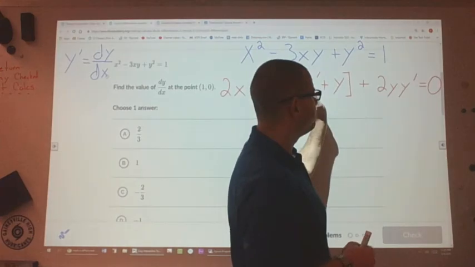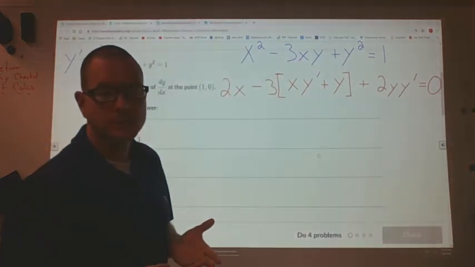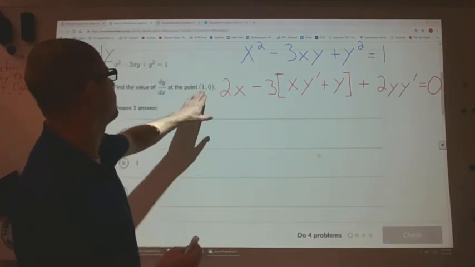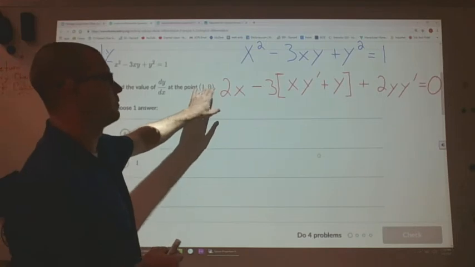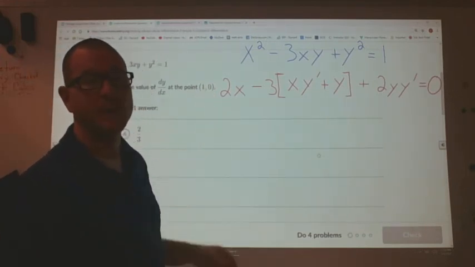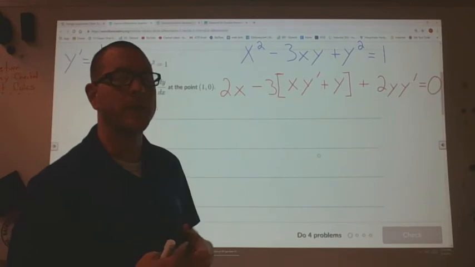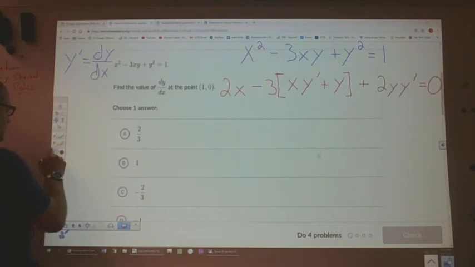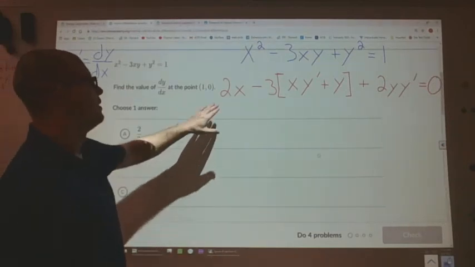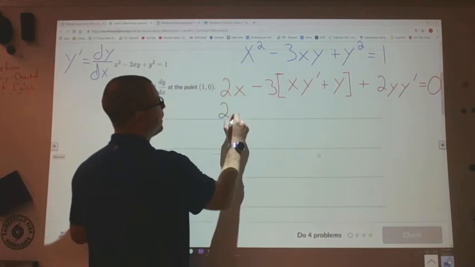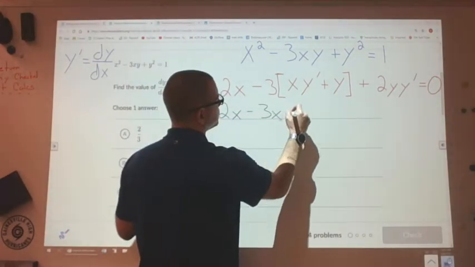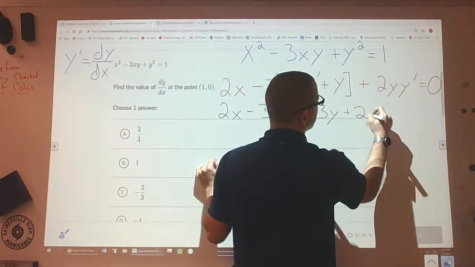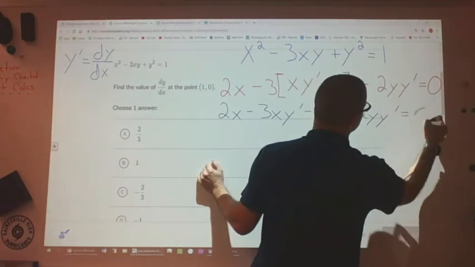So from here, it's really just algebra. Moving terms around in the expression to isolate y prime, and then we're going to plug in the point 1, 0, where x equals 1, y equals 0, to see if we can get an actual value for that slope or rate of change for the variable y with respect to x. So isolating y prime, doing the algebra: 2x minus 3xy prime minus 3y plus 2y y prime equals 0.